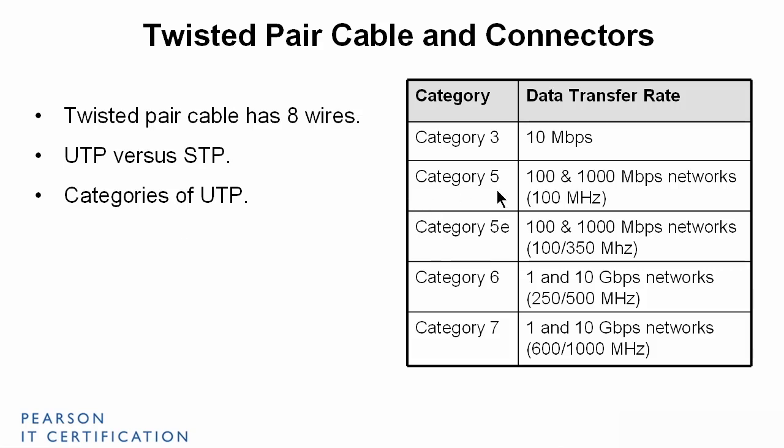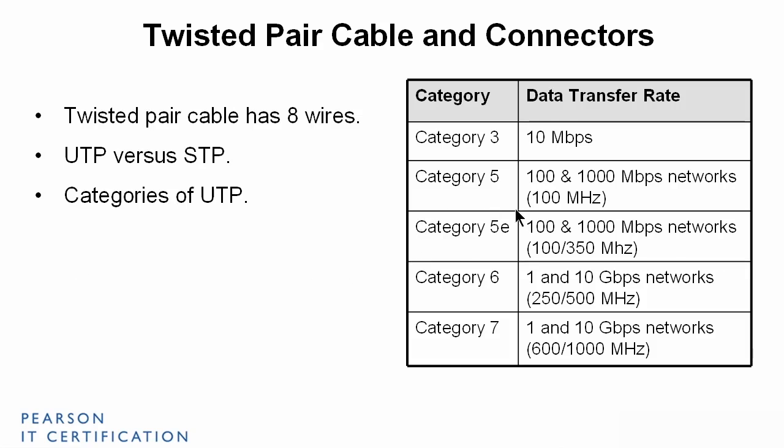Category 5 is the next step, and that can handle 100 and 1000 megabit per second networks. It's a 100 megahertz cable. Generally, though, with Category 5, you're going to be limited to around 100 megabits per second, and that's because most LAN technologies only do 1 bit per cycle. So if you have 100 million cycles or 100 million hertz as your operating frequency, then you're going to be able to send 100 million bits or 100 megabits per second.